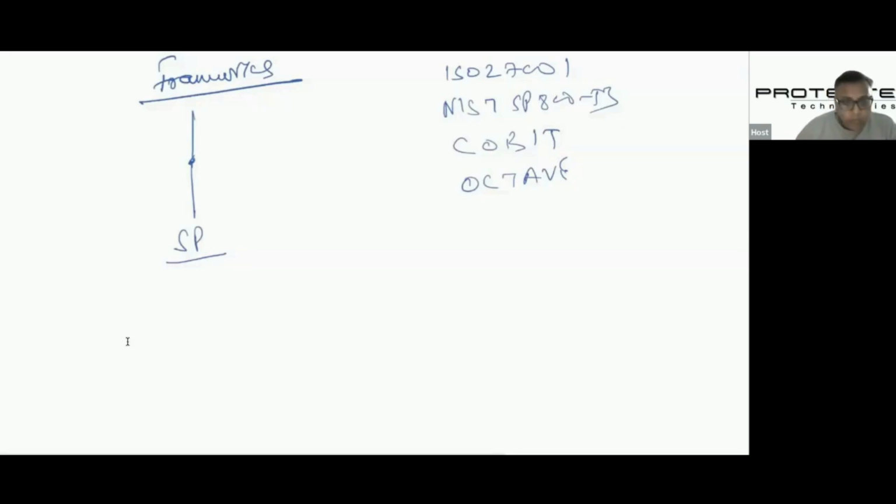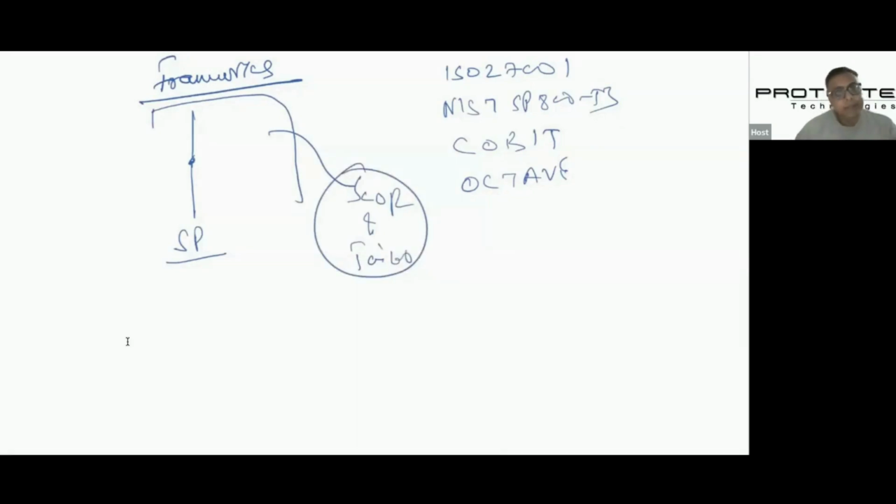Once a framework is available to you, it doesn't mean you have to abide by the complete framework. The framework is just to help you create your own framework out of that. So the framework is at the top, and you carve out, you scope and tailor what is required out of the framework. What is applicable to you?